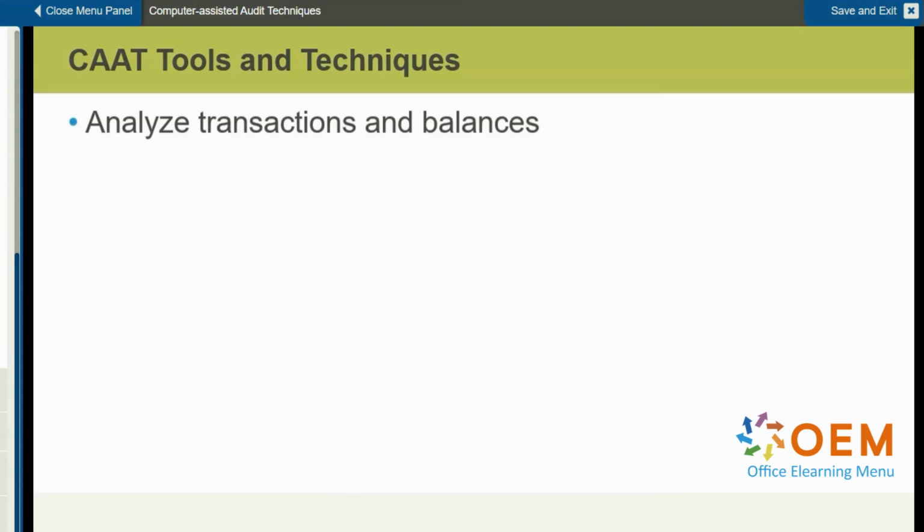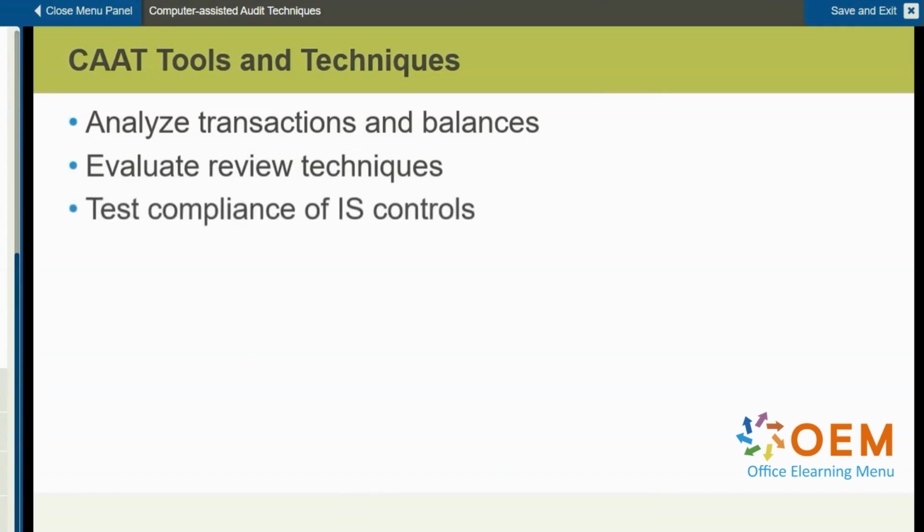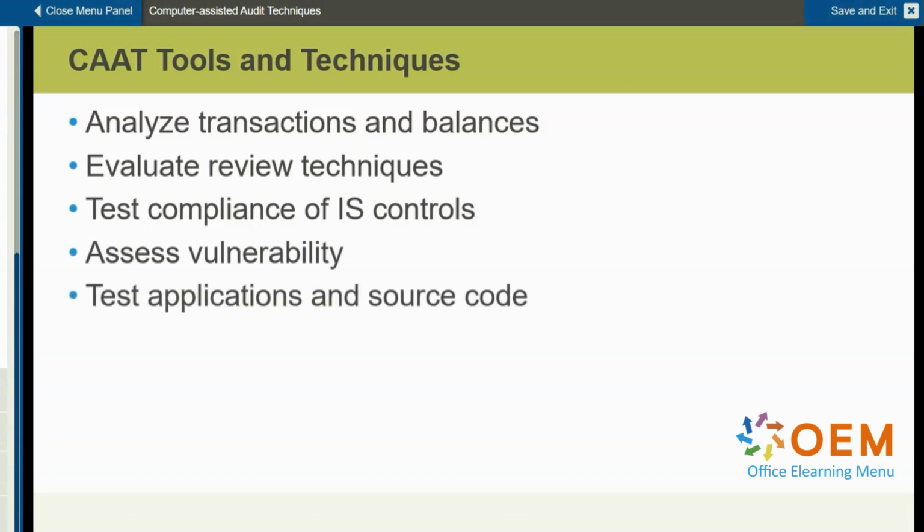CAT tools and techniques involve analyzing transactions and balances, evaluating audit review techniques, testing the compliance of information systems controls, assessing vulnerabilities and weaknesses in systems, services, and deployments, testing applications and source code, performing penetration testing.